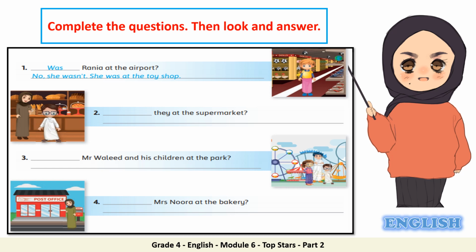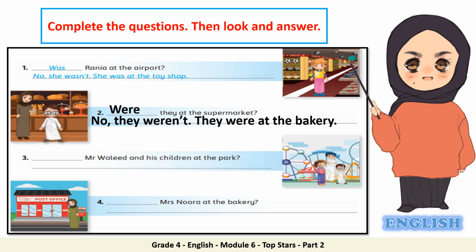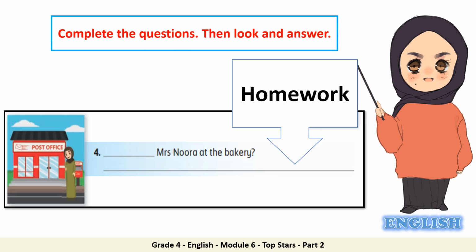Welcome back. Let's check your answers together. 2. Were they at the supermarket? No, they weren't. They were at the bakery. 3. Were Mr. Walid and his children at the park? No, they weren't. They were at the amusement park. Great job, grade 4 students. I will leave number 4 for you to do it as homework.